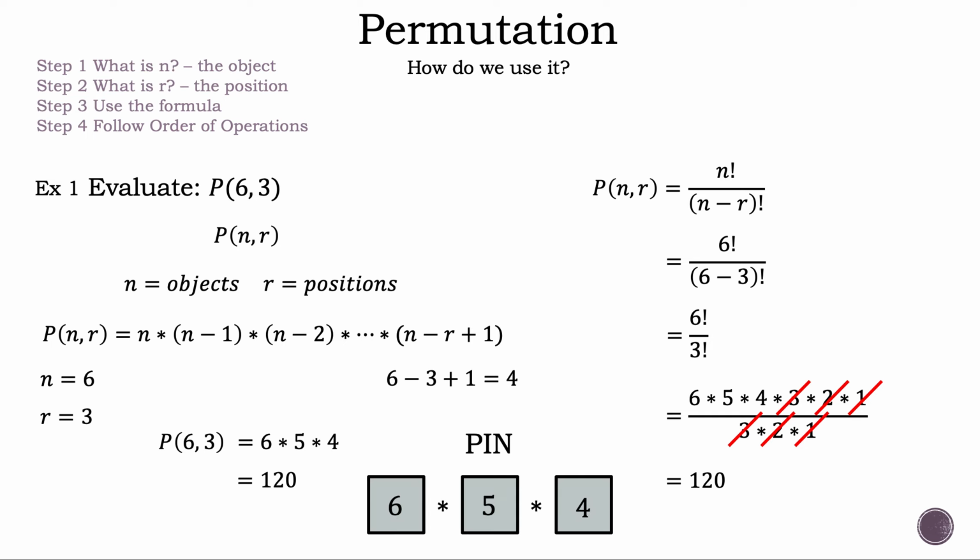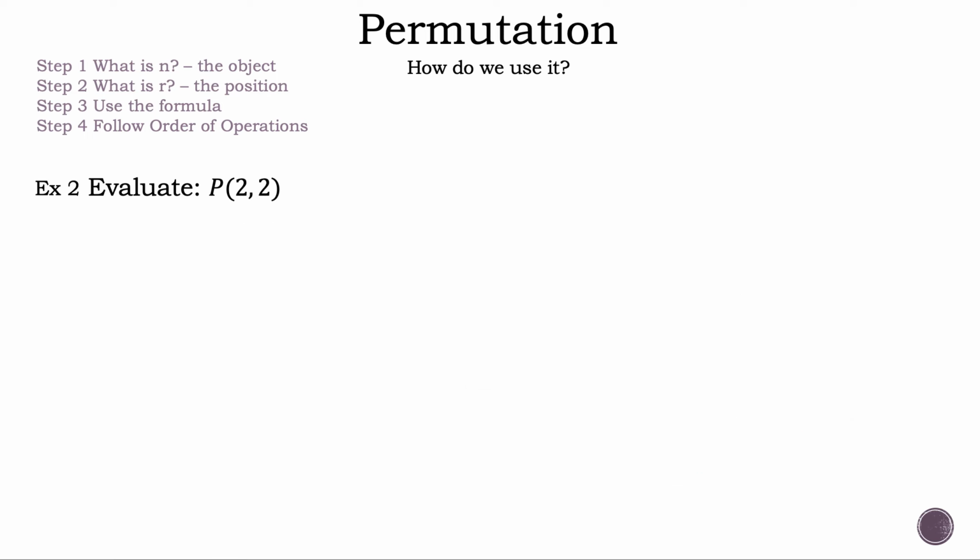And if we use the pen to solve it, the first number has 6 options, the second number has 5 options, and the third number has 4 options, since permutations is without replacement. That is example 1. Let's move on to example 2. Now, let's read the question. Evaluate where we have 2 permutations of 2.